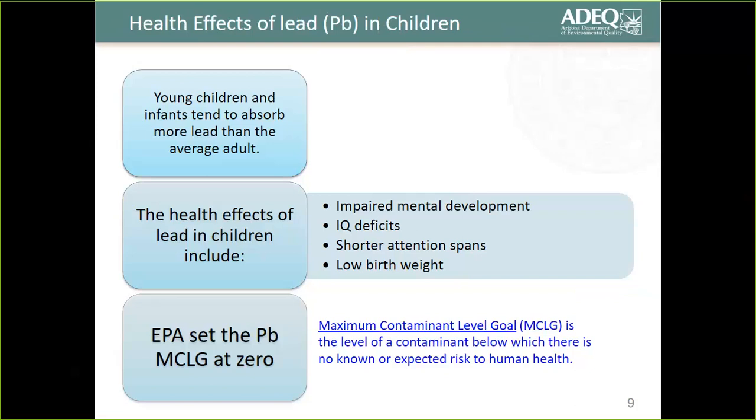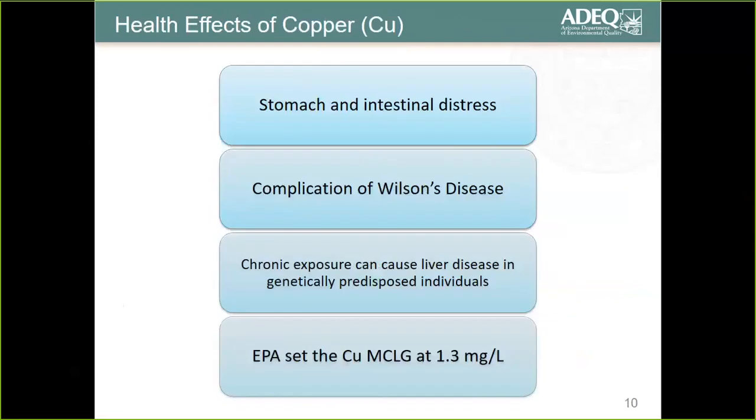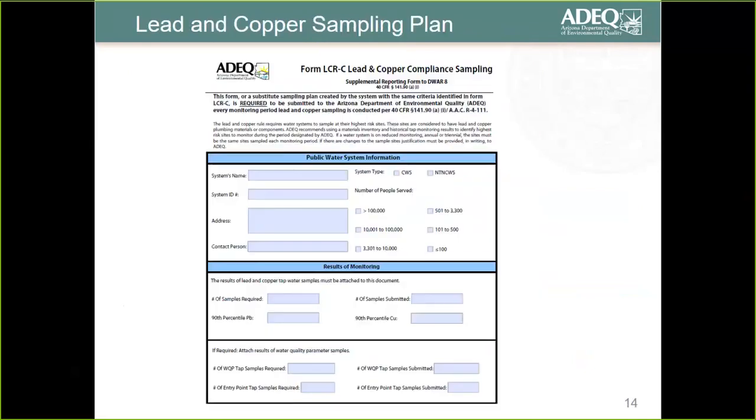And for copper, some of the health effects: copper can cause stomach and intestinal distress. It can also cause complications if you have Wilson's disease. Wilson's disease is an inherited disorder in which excessive amounts of copper accumulate in your body, particularly in your liver, brain, and eyes. Also, chronic exposure to copper can cause liver disease if you're predisposed to liver disease.